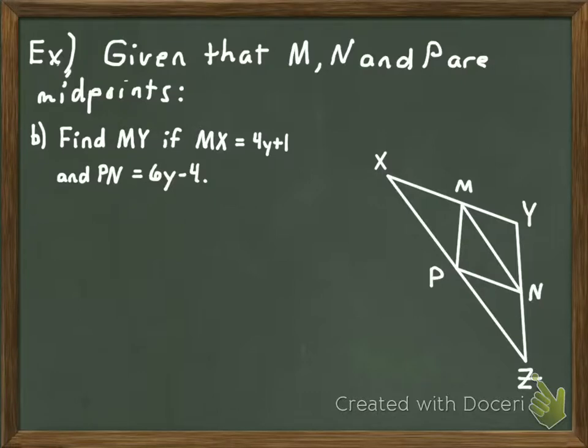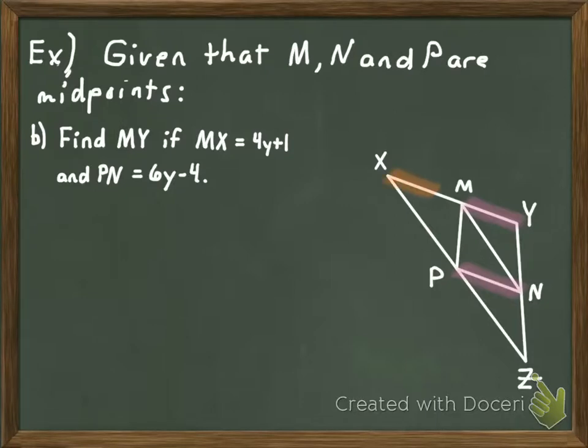Now, I think you realize this was a variation on the previous problem. I'm telling you to find this distance from m to y this time. And I'm telling you to find that distance if you know that mx is 4y plus 1 and that Pn, which is right here, is 6y minus 4. All right, well, actually, I told you that mx is 4y plus 1, and I told you that Pn is 6y minus 4, right?